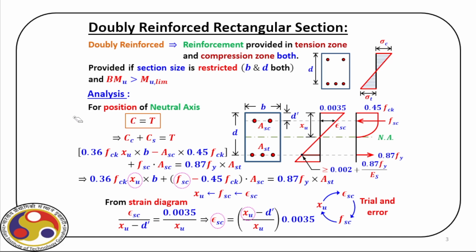For that, our task is to first find out the position of the neutral axis. So what we do, we equate compression and tension, but in the case of compression, now we have two components. One is coming from concrete, another is coming from steel. How to evaluate that? It's very simple. So for concrete, this part we are familiar with. We did it for the singly reinforced beam.